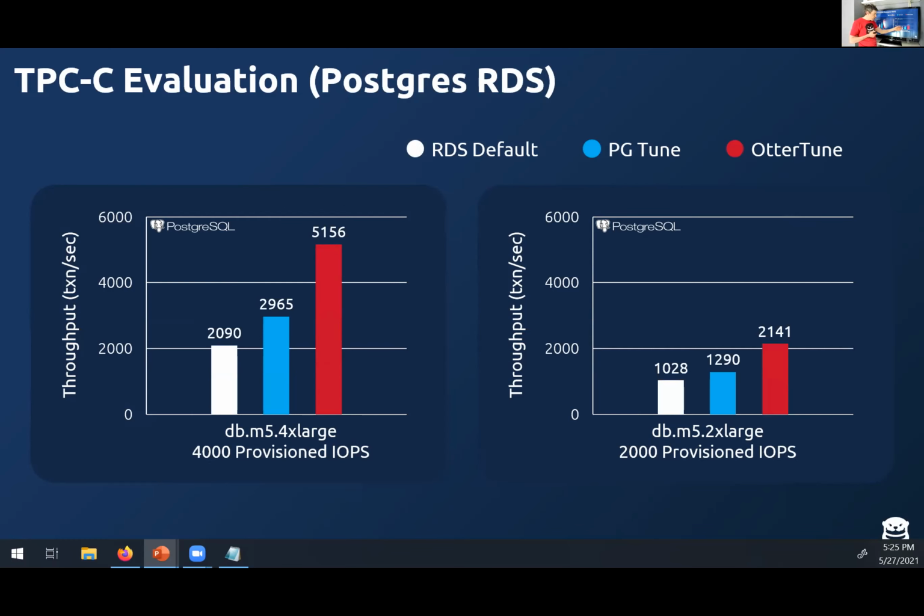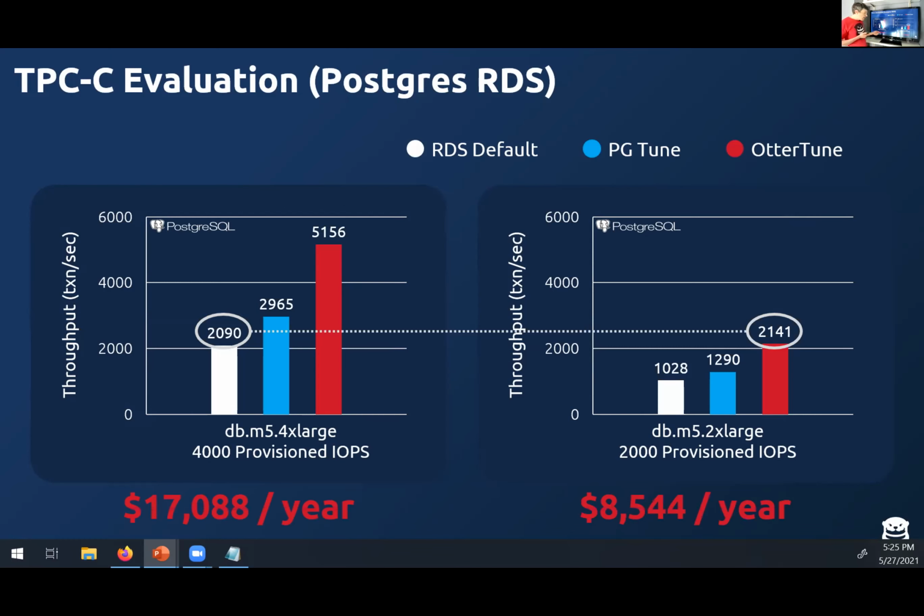But the main thing to point out here is that on this smaller, less expensive machine, we're able to actually get the same performance as what you're getting on the more expensive machine. The cost difference is that this machine costs twice as much as this one because it's a larger instance size and it's double the provisioned IOPS. So this is showing that, again, using machine learning to tune your database, you can either get better performance or you can get a lower cost depending on what you care about, right? So this is pretty exciting.